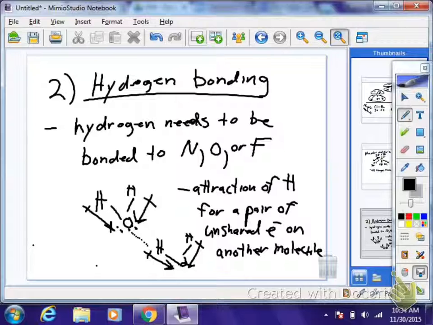That's what hydrogen bonding is. Is the attraction of H for a pair of unshared electrons in another molecule. That's the only way we can have hydrogen bonding.